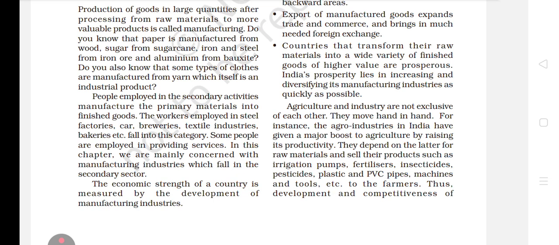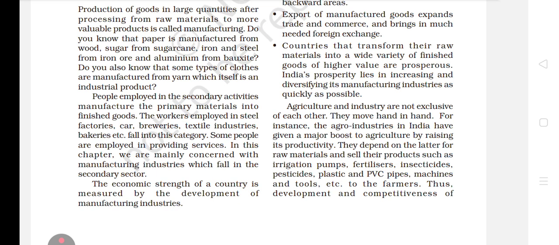Now the workers employed in steel factories, cars, breweries, textile industries, bakeries, etc. fall in this category. Some people are employed in providing services. In this chapter, we are mainly concerned with manufacturing industries, which fall in the secondary sector. So, dear student, in this chapter, as the name suggests, we are mainly focusing on manufacturing industries, which fall under the secondary sector, because we know very well that manufacturing industries fall in the secondary sector.